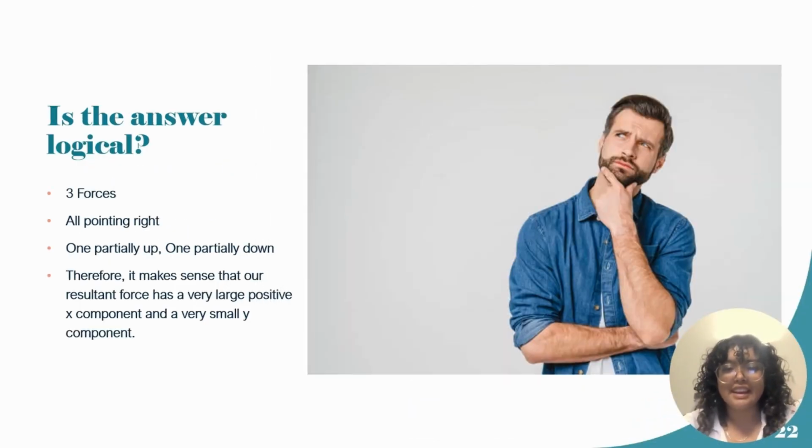And finally, is the answer logical? So obviously we have three forces. All of them were pointing towards the right. So from the get-go, that implies that there's going to be a very large x component. Secondly, one of the forces is parallel to the ground. Meanwhile, one points upwards and the other one points downwards, meaning that it's logical that those two are going to cancel each other out to some extent, and we would have a very low y component, and therefore it makes sense that a resultant force just has a very large x component and a very small y component if you look at the free body diagram.